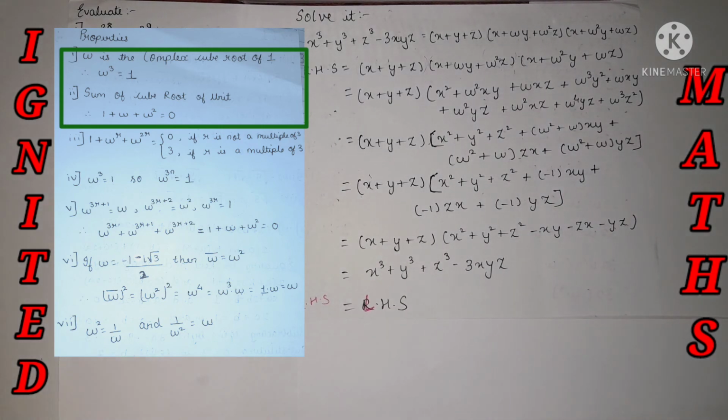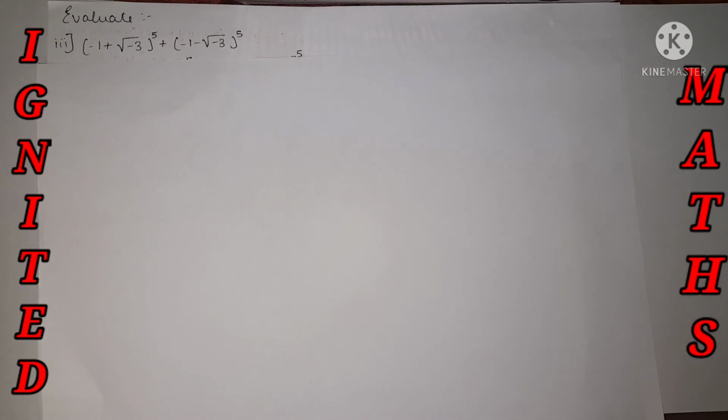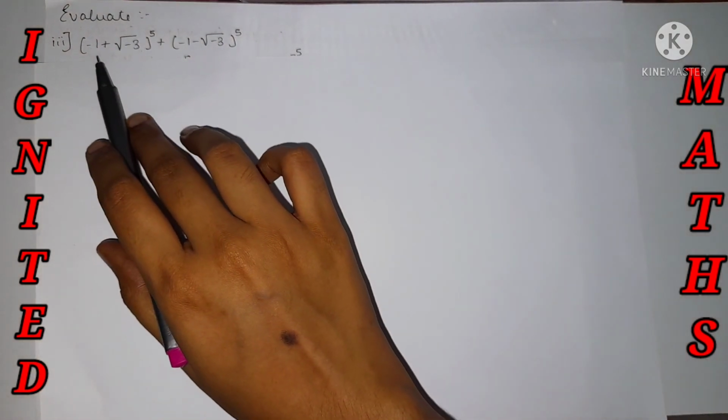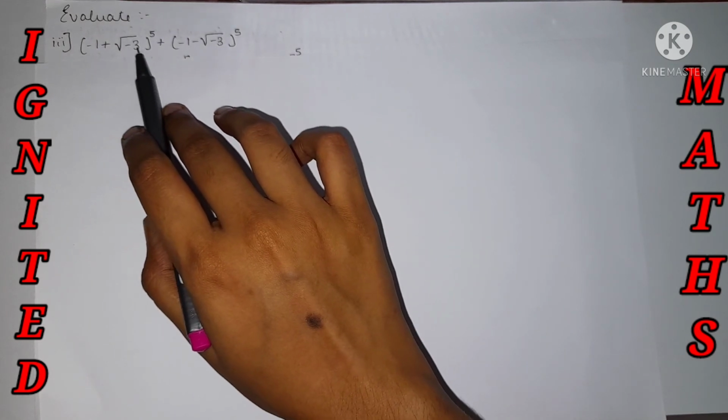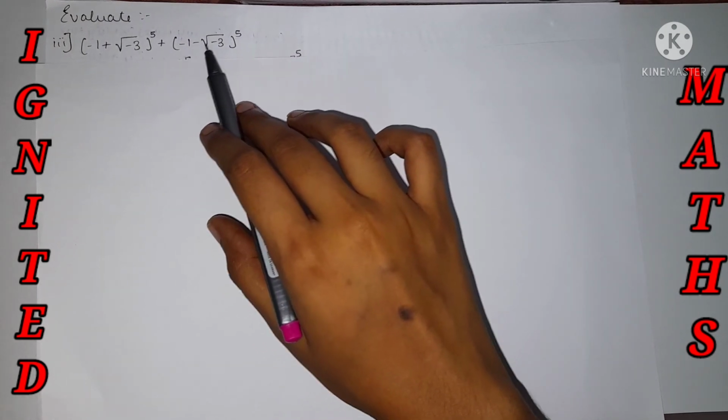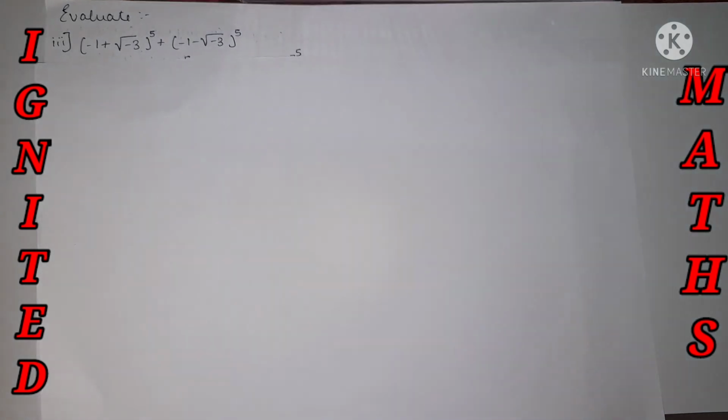Let's get started with the next question. Over here we need to find the value of the certain expression given. Over here -1 plus root -3 raised to 5, and over here -1 minus root -3 raised to 5.